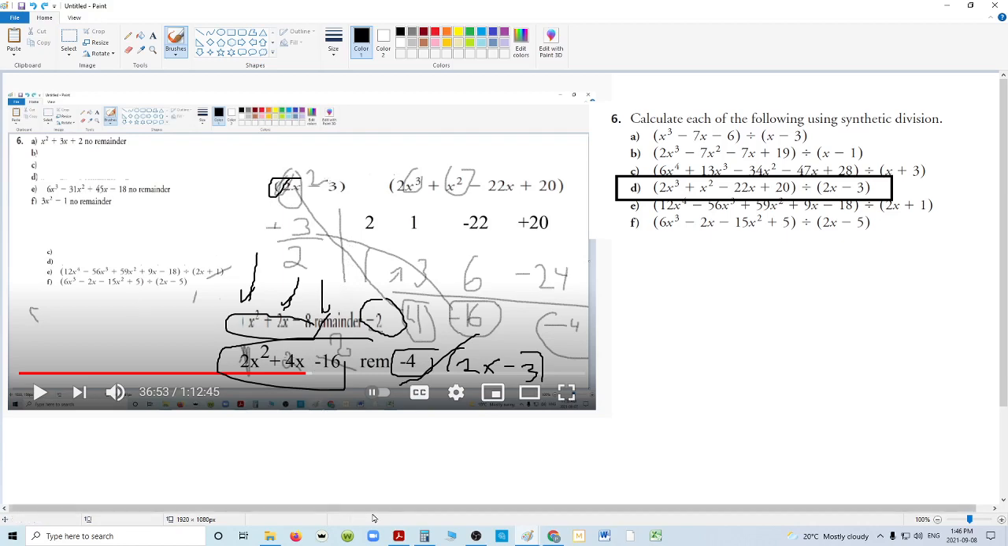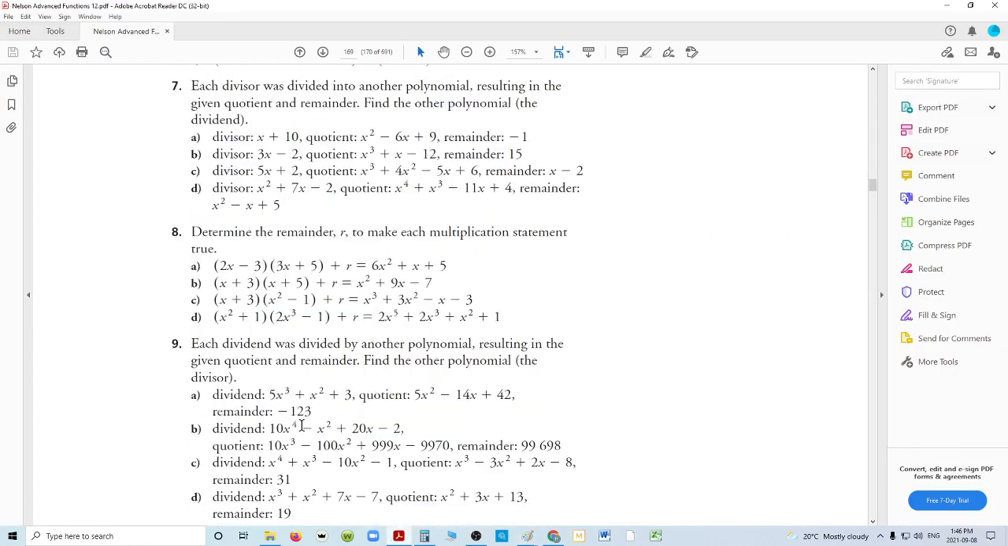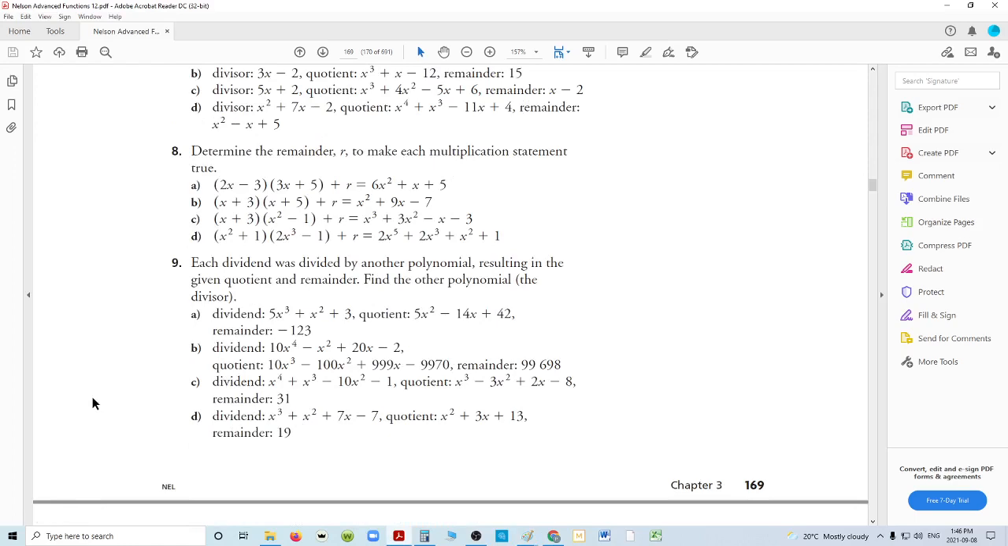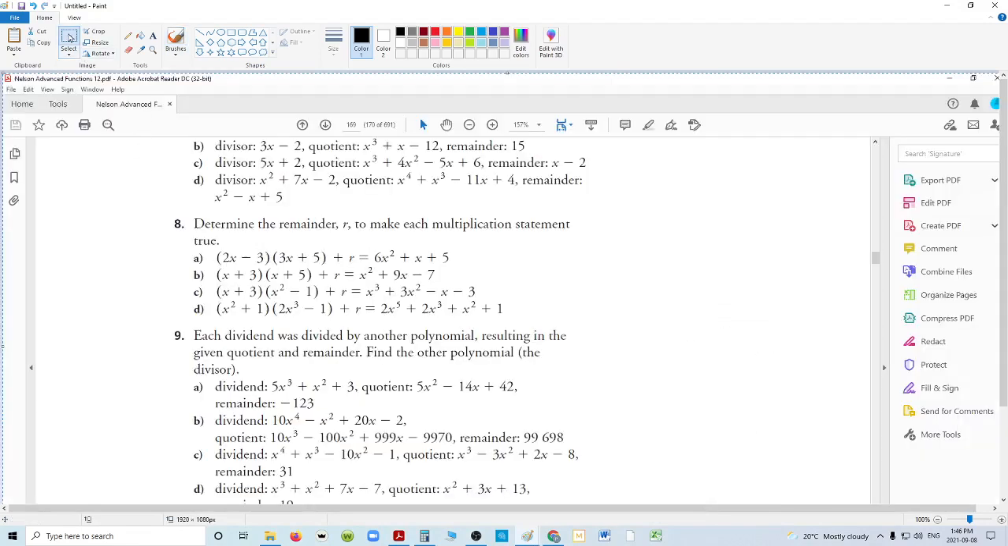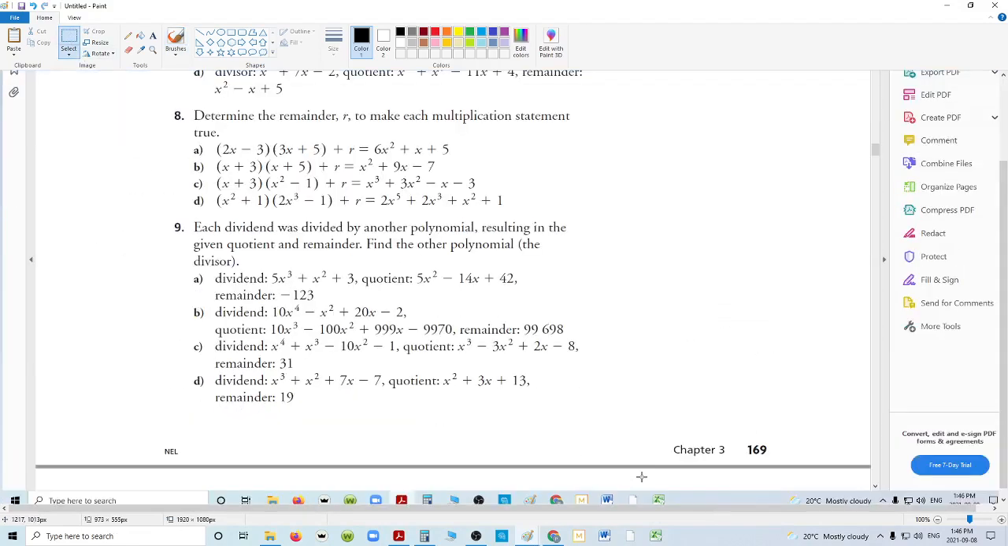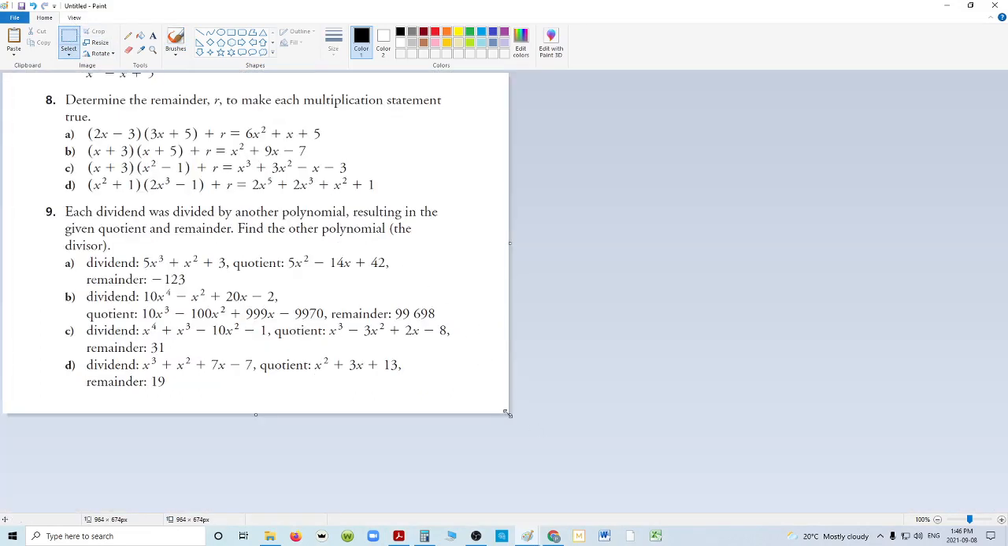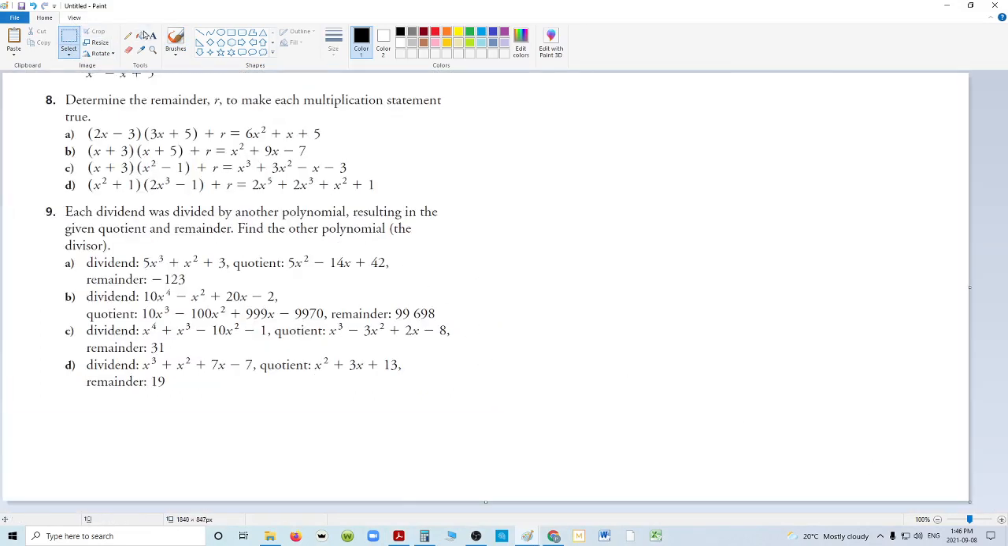So moving on to 8 and 9. 8's pretty easy. 9 is pretty tricky, and 9 will help your math skills, but some of you might have trouble grasping it. It goes back to the basics of math, but let's go on to 8. 8 is very easy. Determine the remainder r to make each multiplication statement true.